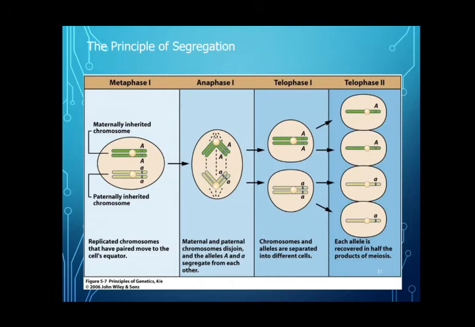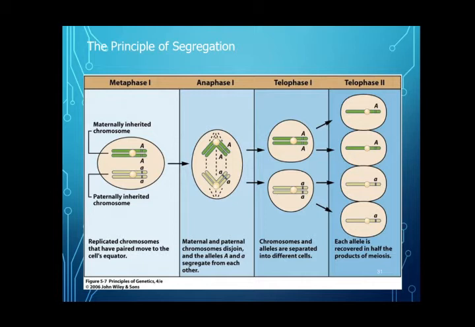Normally, in the principle of segregation, each one of the chromosomes will segregate into different daughter cells. So you have the maternally inherited chromosome with big A, big A. Paternally, you have small a, small a. They pair together at the equator. In anaphase, they disjoin. Big A and small a segregate. In telophase 1, each chromosome separates into a different cell. Big A in one cell, small a in another cell.